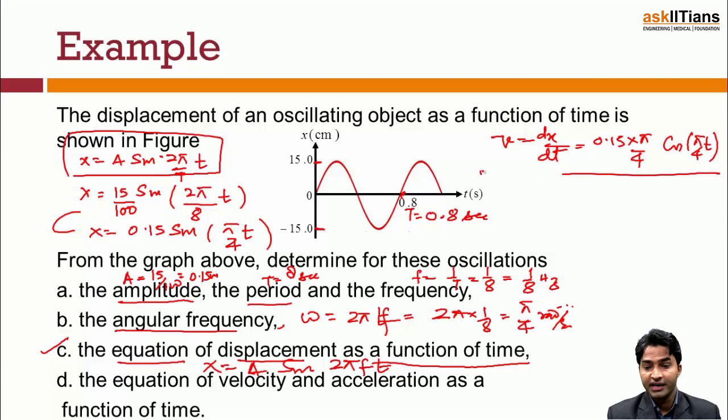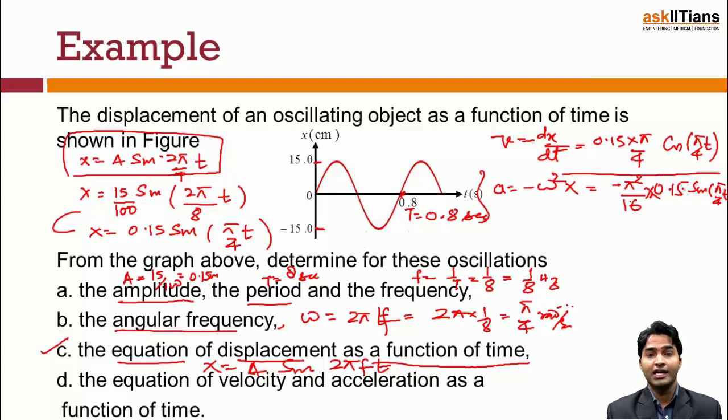And acceleration, we will again differentiate the relation, and we know that it is just equal to minus omega square into x. So omega is already calculated as pi by 4, so that is minus pi square by 16 into x, where x is given as 0.15 into sine of pi by 4 into time t. So simply we will get the equation of acceleration on differentiating displacement, or equal to minus omega square into x. Now in the last part we already did this part.